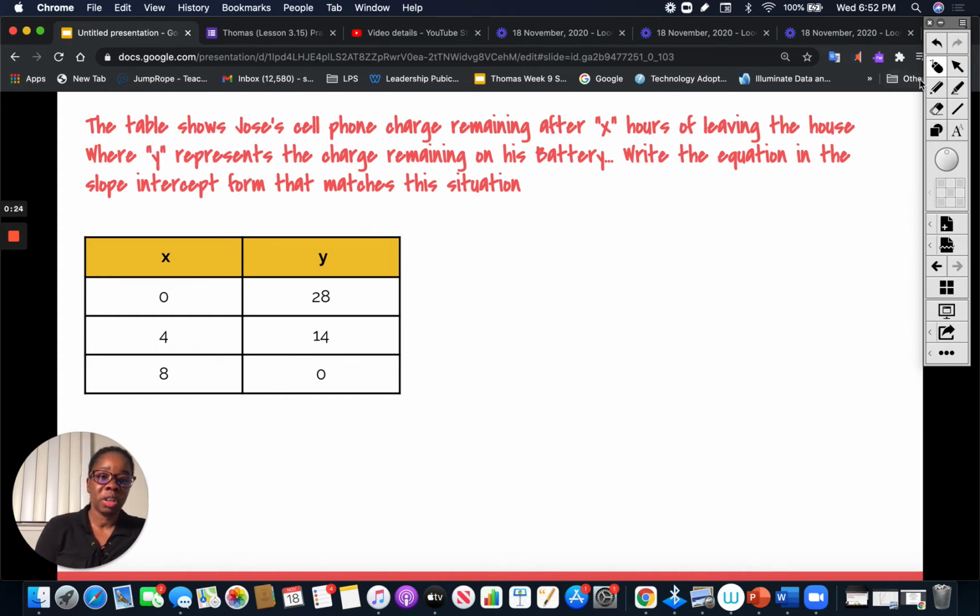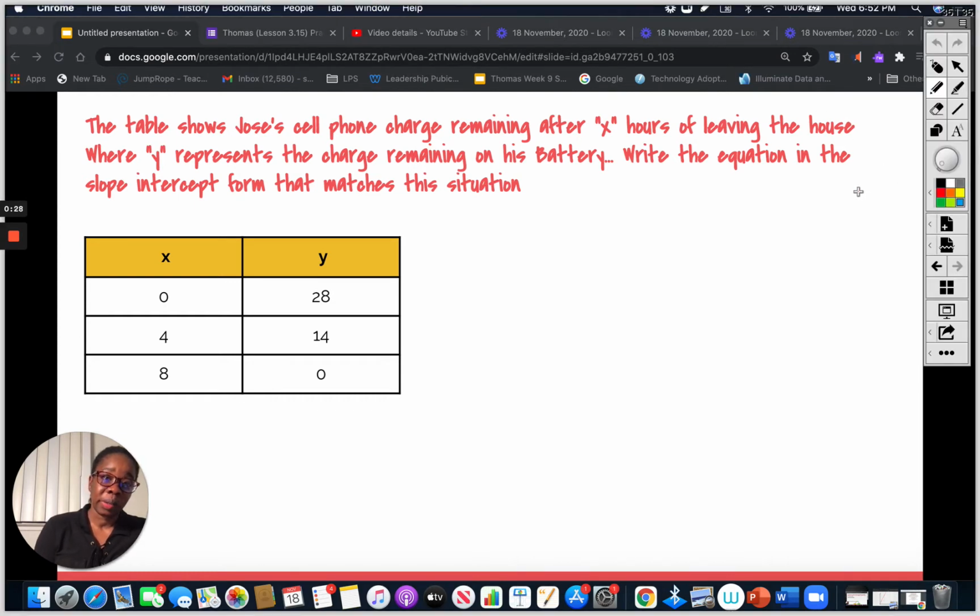So we want to start by just recalling what slope-intercept form is. So we know y is equal to mx plus b. That represents the slope-intercept form, where we know m represents our slope and b represents our y-intercept.